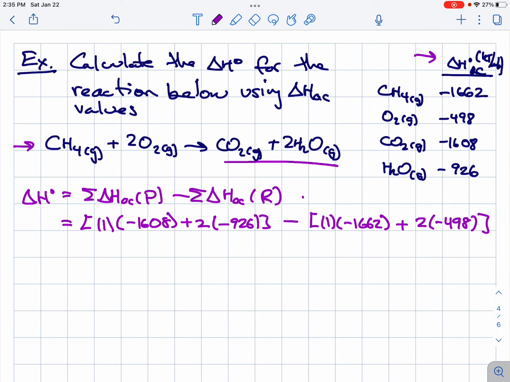Okay, so notice that that minus sign has to stay out in front of both of the reactants. So I'm going to add up the reactants first, and then I'm going to apply that minus sign, okay? So what do we got here? I'm going to simplify this down a little bit. So we've got minus 1608 and 2 times minus 926. So this first set of brackets here is negative 3460 minus, now the second set of brackets here is minus 1662 plus 2 times negative 498.